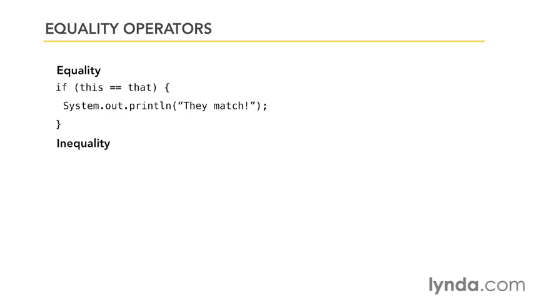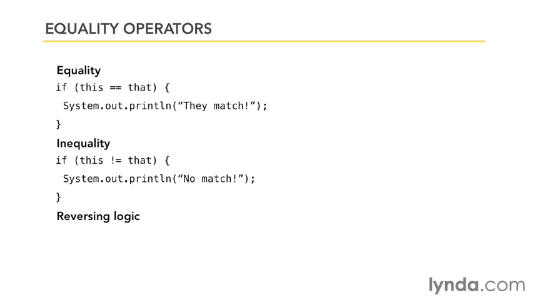The equality operator is a double equals sign. Be sure you're using double equals and not single equals. If you use single equals, you'll be assigning the value and not comparing it. The inequality operator is an exclamation mark and the equal sign. So this syntax is asking if this value is not equal to that.